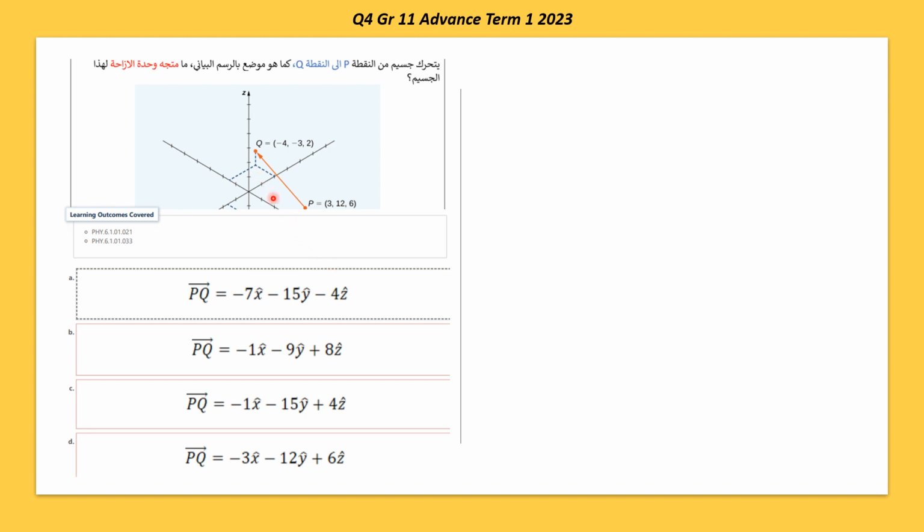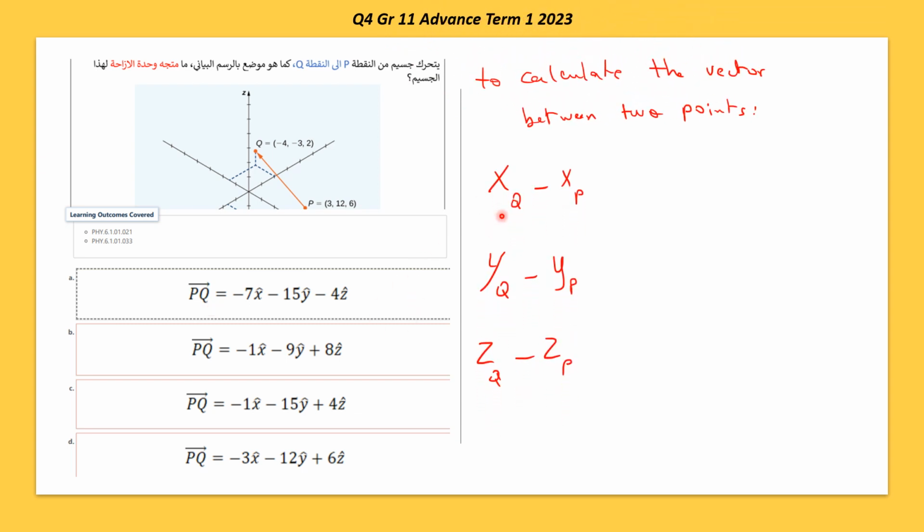Here we continue with question 4. We have 2 points P and Q, two coordinates. So how to calculate the coordinates of a vector PQ? Always we start with the last point. So we start with the coordinates of Q, which is the last point, minus the coordinates of the first point, which is P in this case. So we do the calculation.